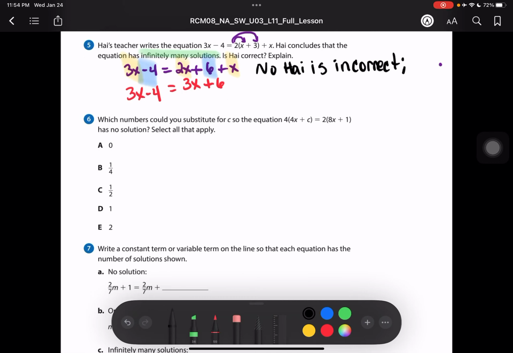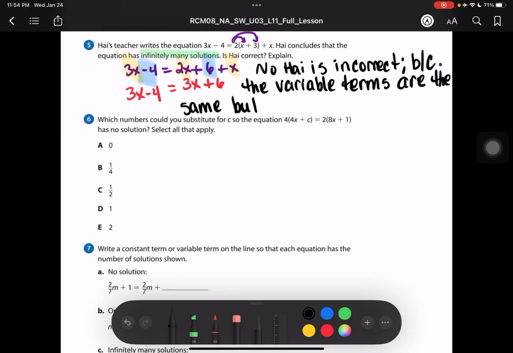Why is it? Because the variable terms are the same, but the constants are different.